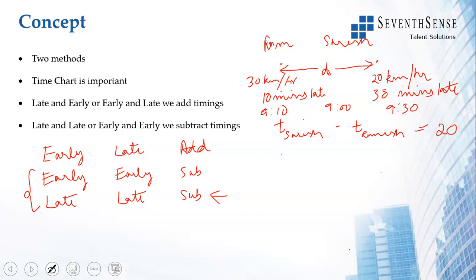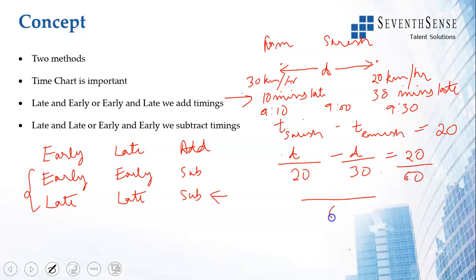So if both are early or both are late, you subtract. Here both are late. So you subtract 10 from 30 and write that as 20. So D of Suresh will be D distance by his speed, minus D of Ramesh equal to 20 by 60. At 60, 3D minus 2D, at D as 20 kilometers. Okay, so this is how we approach.